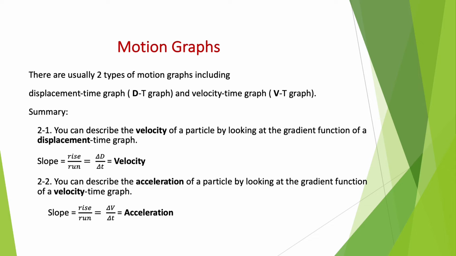The slope equals rise over run, equals change in displacement over change in time, equals velocity. 2.2. You can describe the acceleration of a particle by looking at the gradient function of a velocity time graph. Slope equals rise over run, equals change in velocity over change in time, equals acceleration.